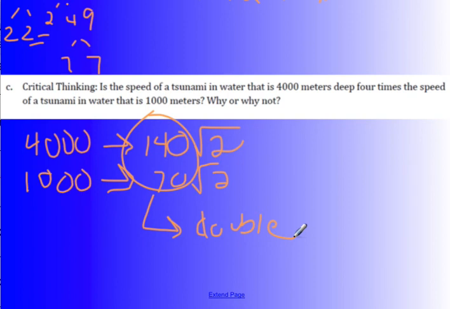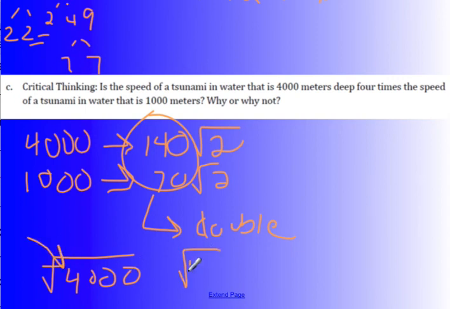But if you think about it, we took that 4 times when we put the 4,000 in, and we put it underneath the square root. Well, 4 times, what's the square root of 4? It's 2. So that's why 4 times the amount of depth only became double the amount of speed, because we took the square root of that. So take that. That's pretty cool, isn't it?